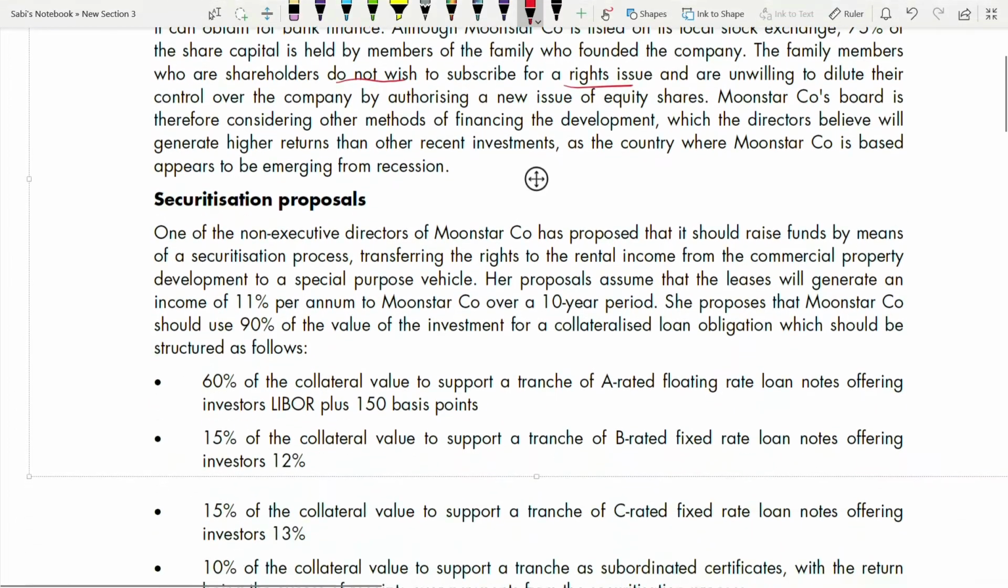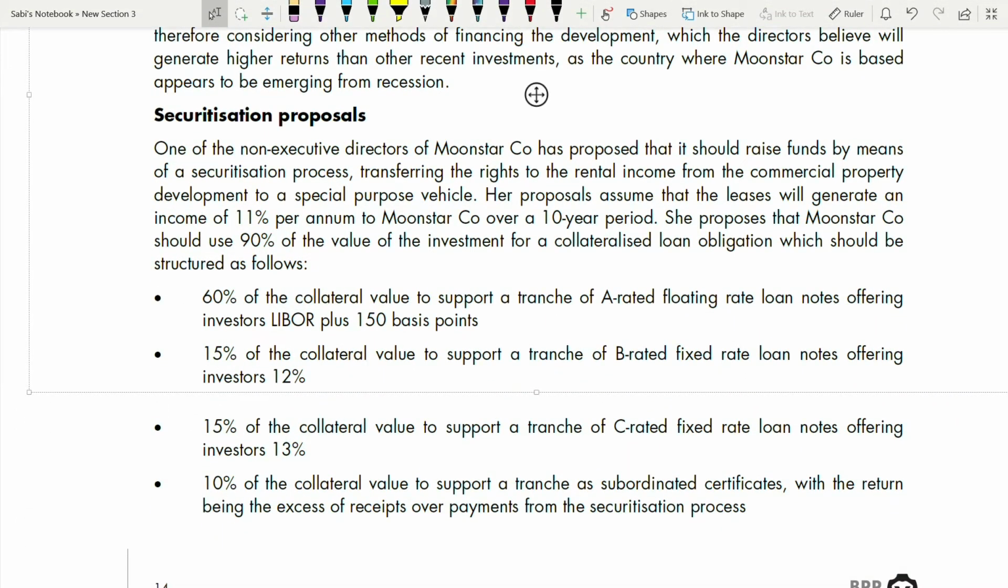We'll go to this proposal, securitization proposal, because the major part of the information which you need to write up for securitization, you will get from here. So one of the non-executive directors of Moonstar has proposed that it should raise funds by means of securitization process, transferring the rights to the rental income from the commercial property development to a special purpose vehicle. Make sure that this is in your part A. Make sure that you study the securitization part before you answer this question, because otherwise you will find it tough to answer this. You need to learn about securitization and all. What is it and how to calculate?